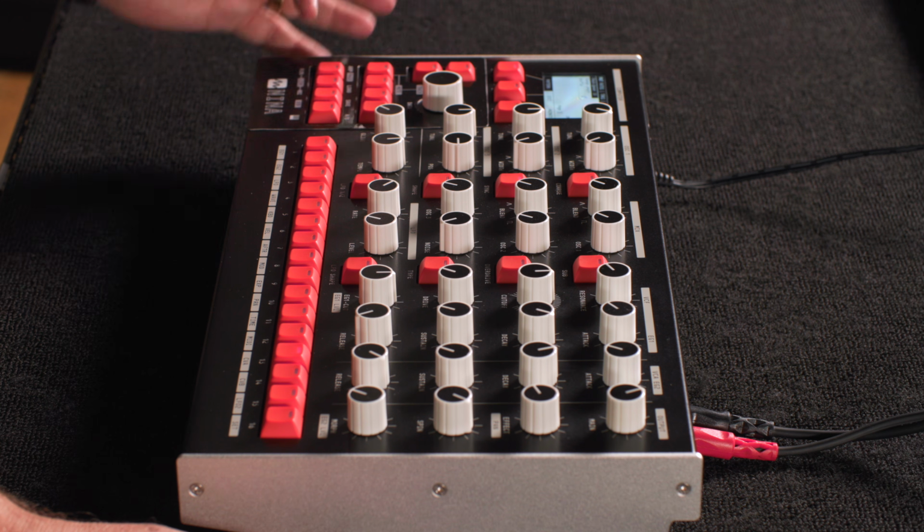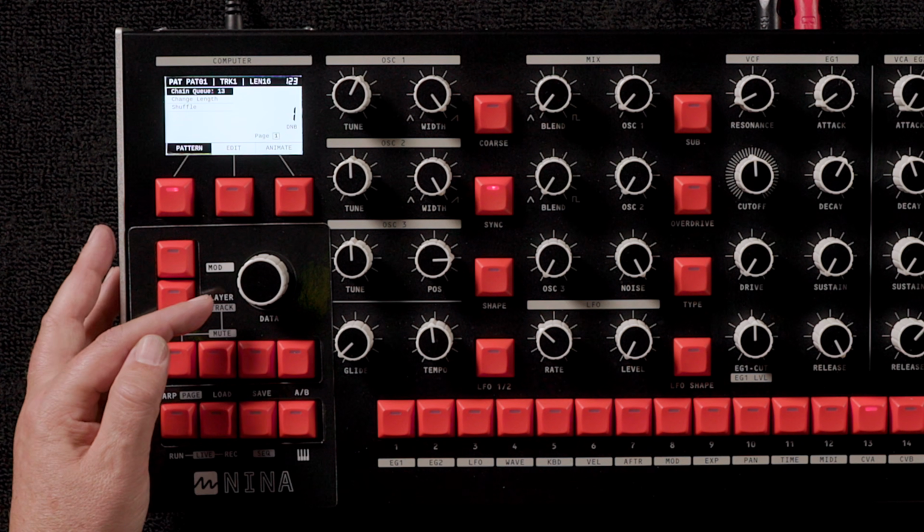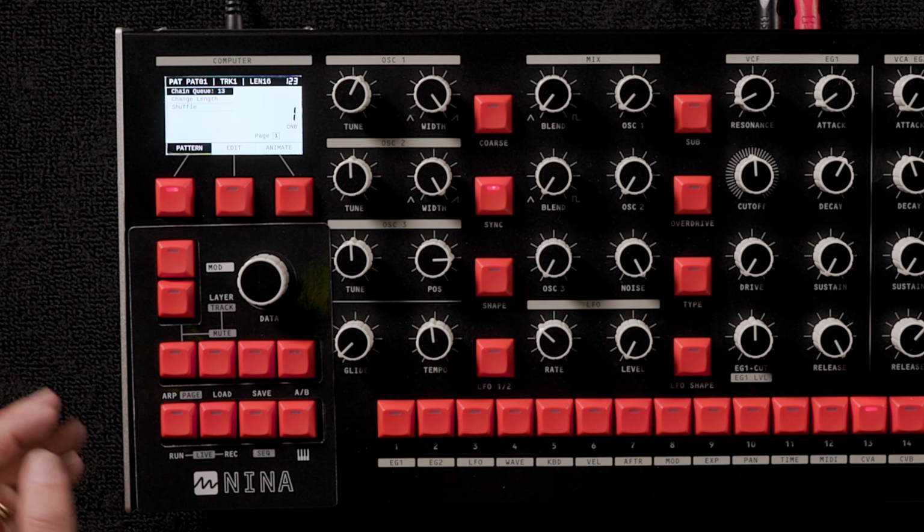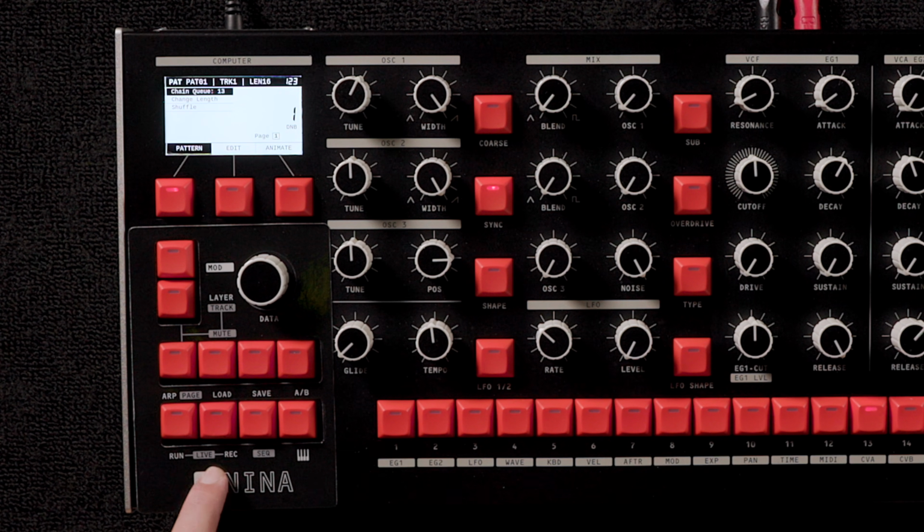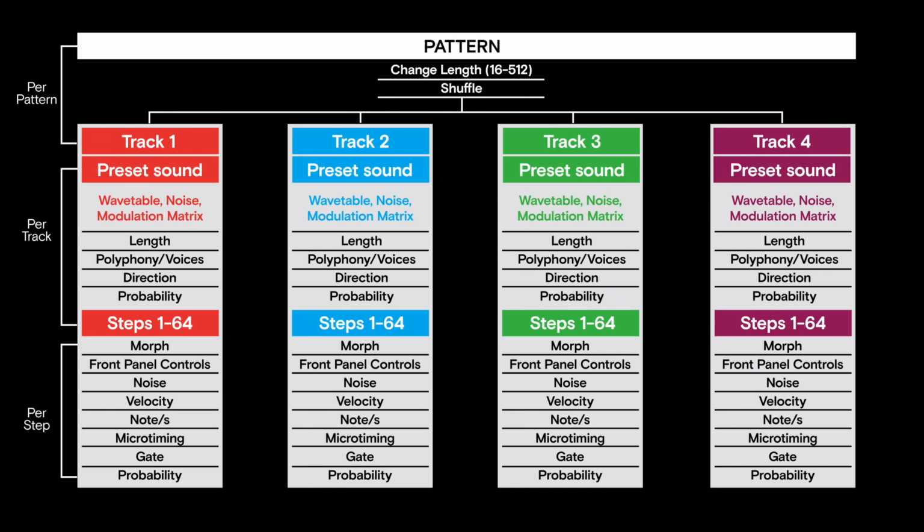Taking a quick look at the overlay, you can see some of the added functions to the buttons, such as track, track mute, page, live record, sequencer mode, and also the keyboard icon, keyboard mode as well. There are 2 key concepts here for the multi-track sequencer. We have patterns, and each pattern contains 4 tracks, and each track can be up to 64 steps in length.